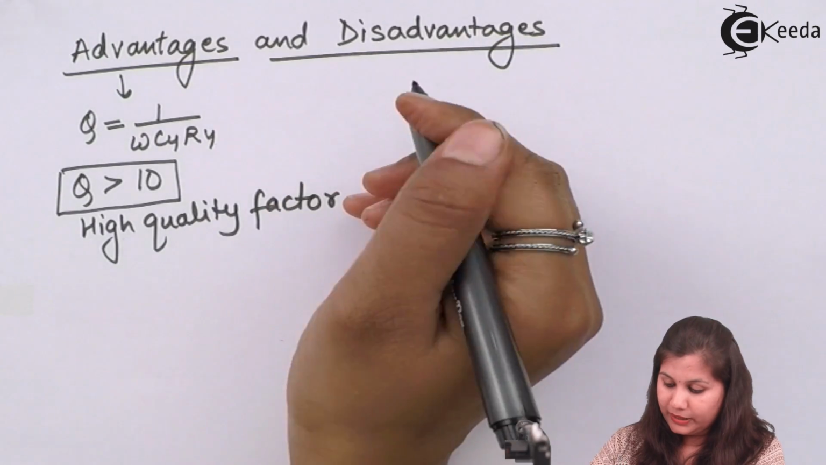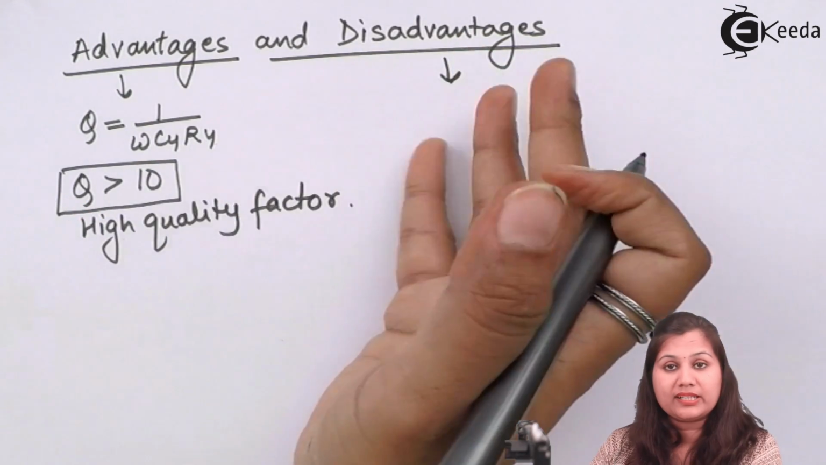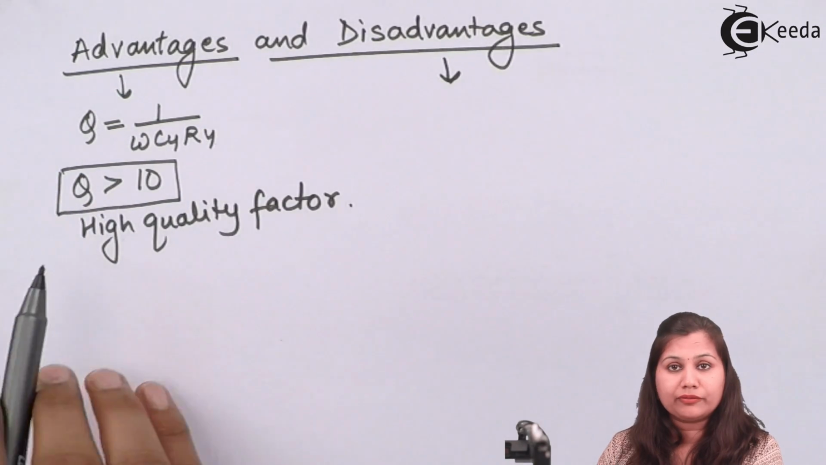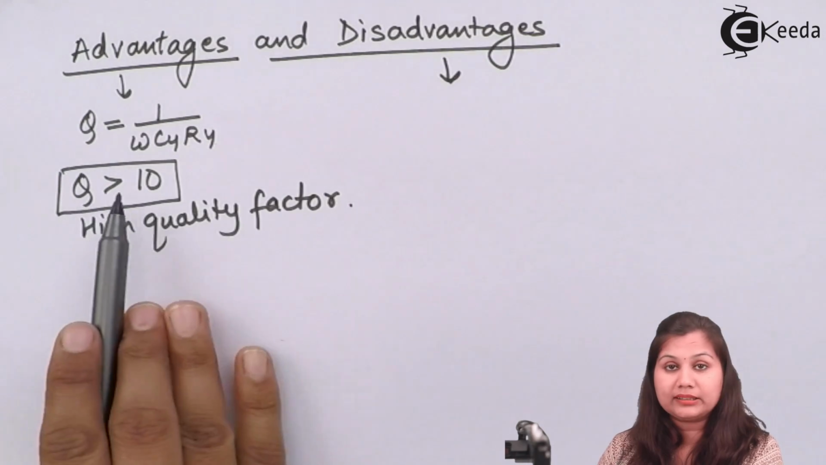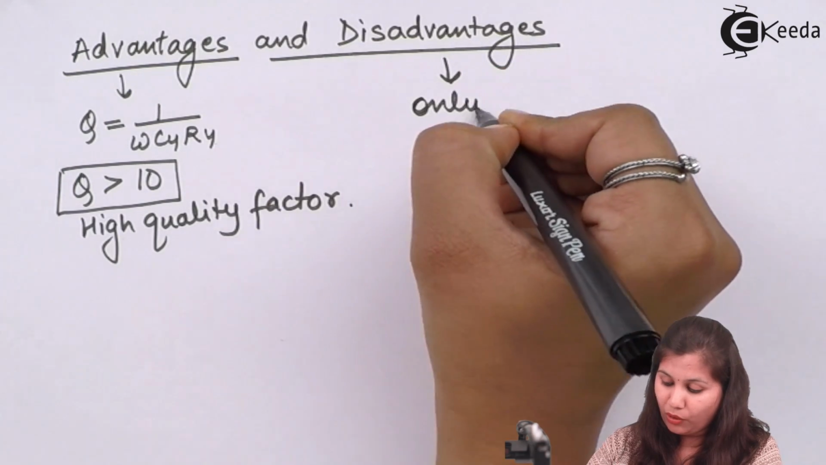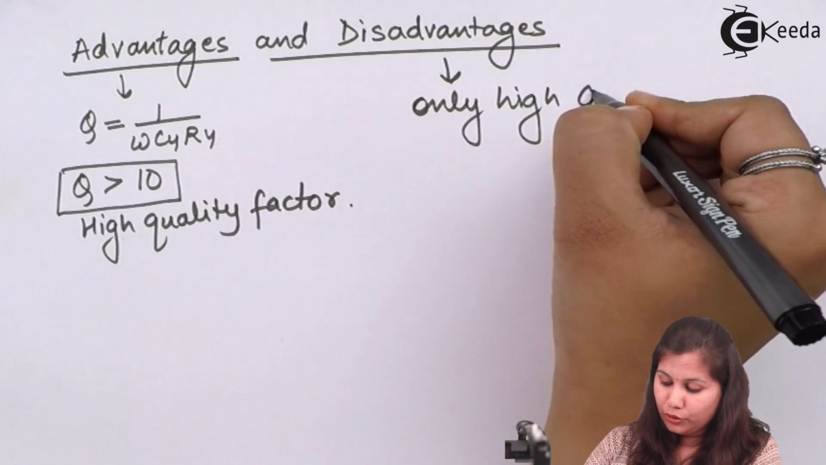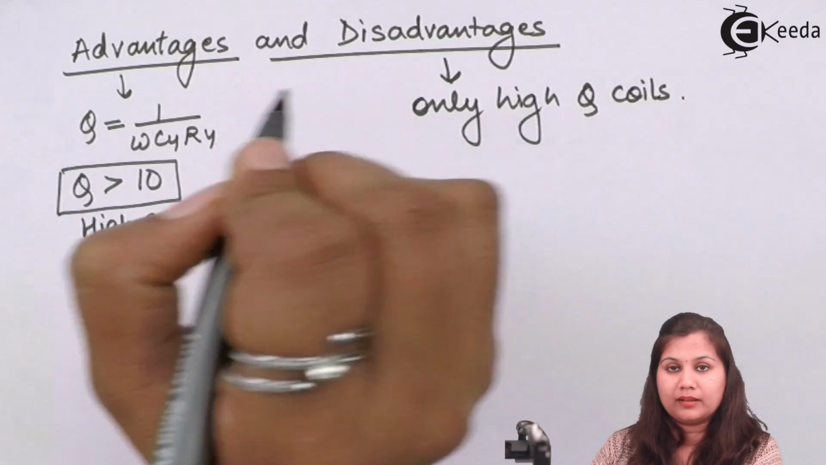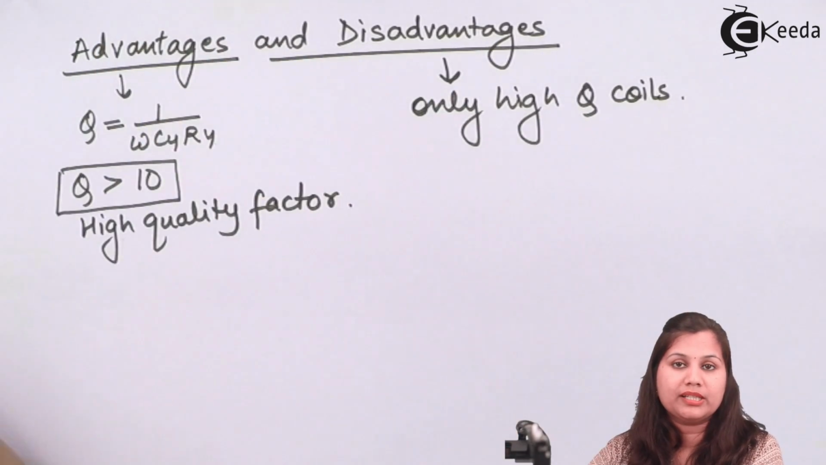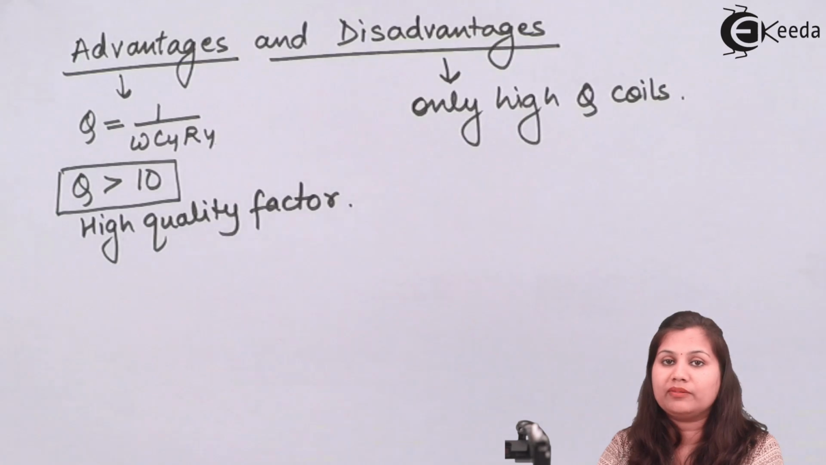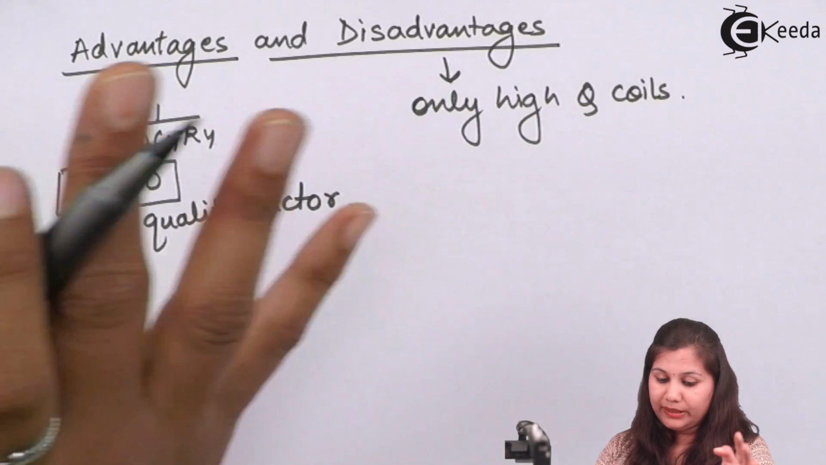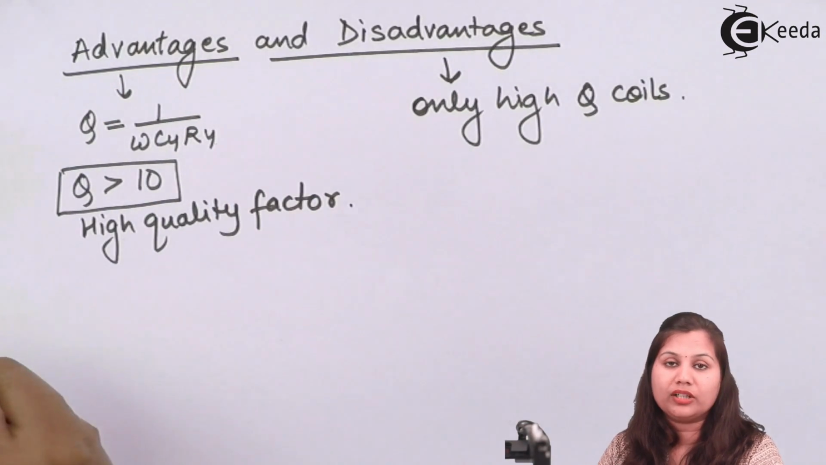Now coming to the disadvantages. The disadvantage is also what we studied in the advantage, that it is used for the measurement of the self-inductance of coils with quality factor greater than 10. That becomes its disadvantage also, that it can be used only for high Q coils, those having a high quality factor. For low Q values we cannot use this bridge. So these are the advantages and the disadvantages of the Hayes bridge.